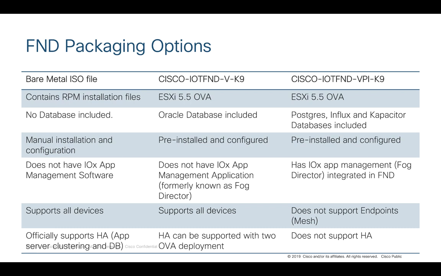So this is where bare metal boxes have application HA and database HA, and this is officially tested in-house and is supported. The Oracle OVA can support HA. So you'll have two OVAs. You'll have application HA, and then you can also have database HA. The VPI, which is the Postgres bundle, does not support HA today.